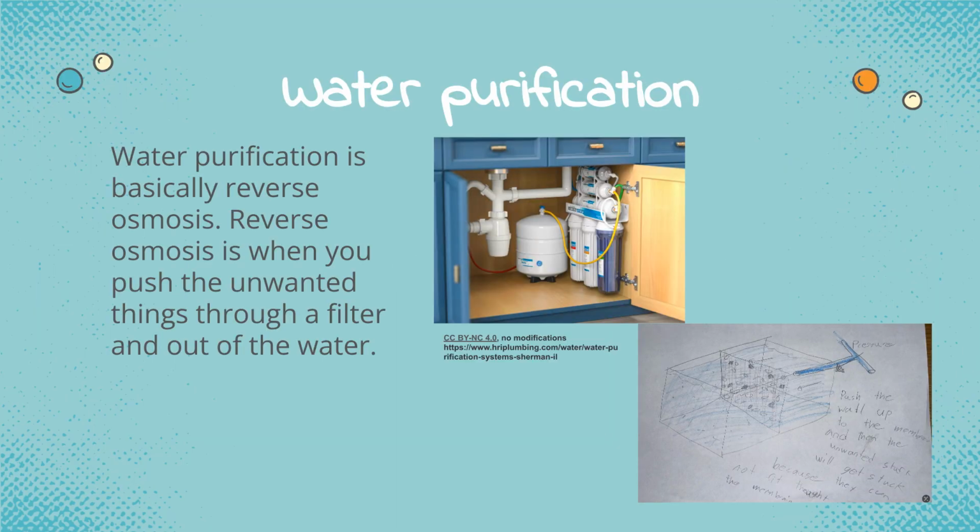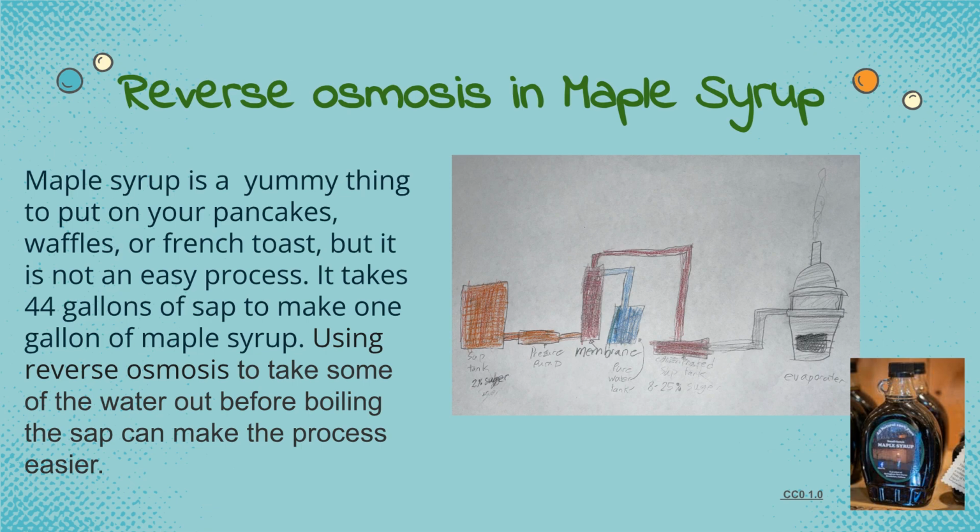Examples in the real world. Water purification is basically reverse osmosis. Reverse osmosis is when you push the unwanted things through a filter and out of the water. Reverse osmosis in maple syrup. Maple syrup is a yummy thing to put on your pancakes, waffles, or French toast, but it is not an easy process. It takes 44 gallons of sap to make 1 gallon of maple syrup. Using reverse osmosis to take some of the water out before boiling the sap can make the process easier.